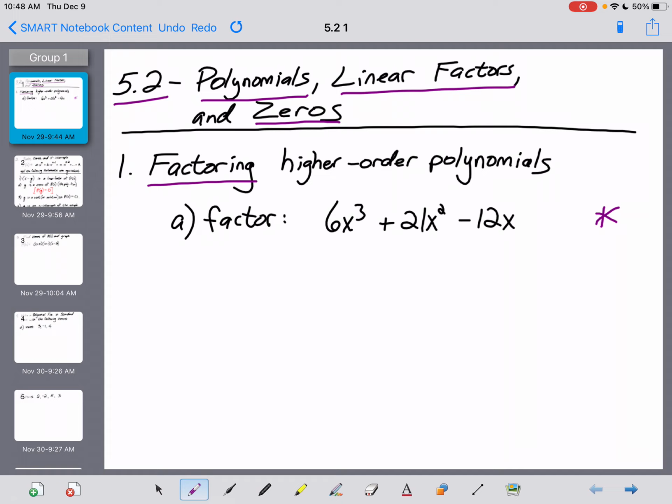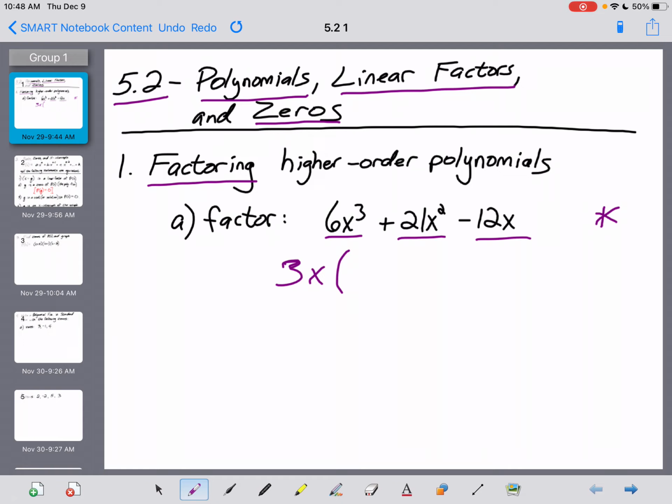And so as we're looking here at 6x cubed and 21x squared and minus 12x, it looks like we can pull a 3 out from each of those three terms right there. A 3, and with an x cubed and an x squared and an x, we can pull out an x as well. So that 3x is our GCF, and we start a set of parentheses, dividing the 3x out from each of the three individual terms.